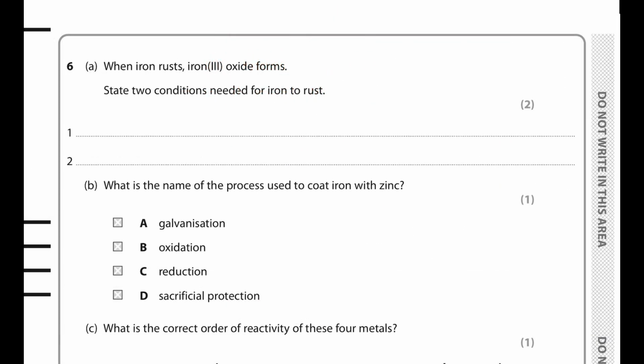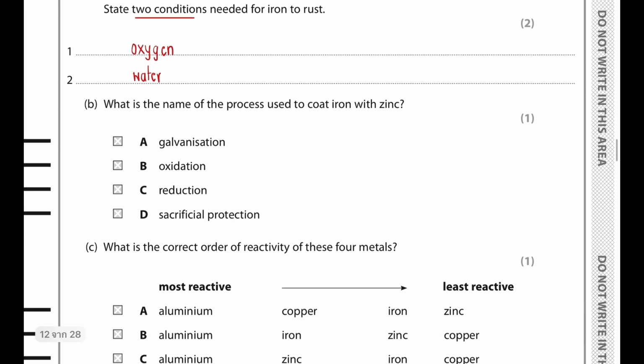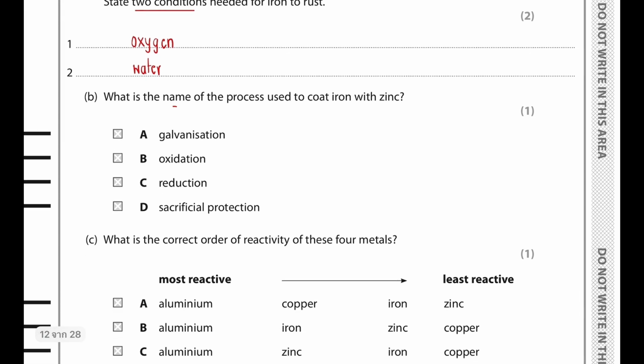Question 6. When iron rusts, iron 3 oxide forms. So state 2 conditions needed for iron to rust. So first one is the oxygen. And another one is water. Question B. What is the name of the process used to coat iron with zinc? So it is known as the galvanization process.